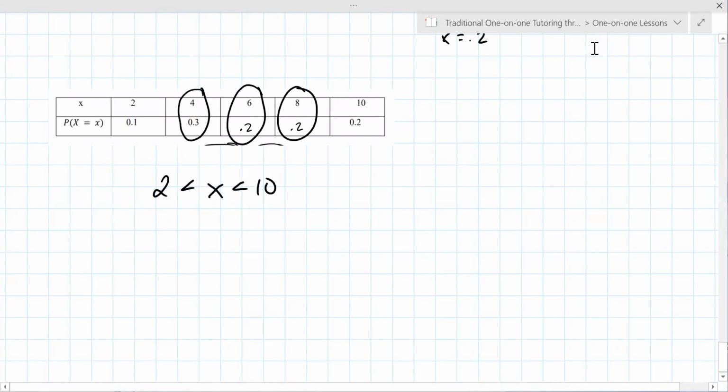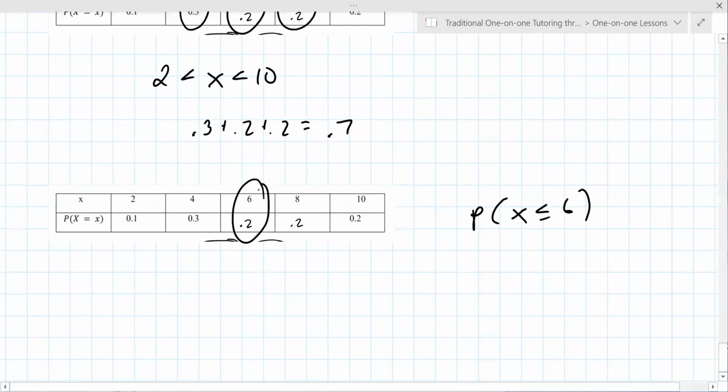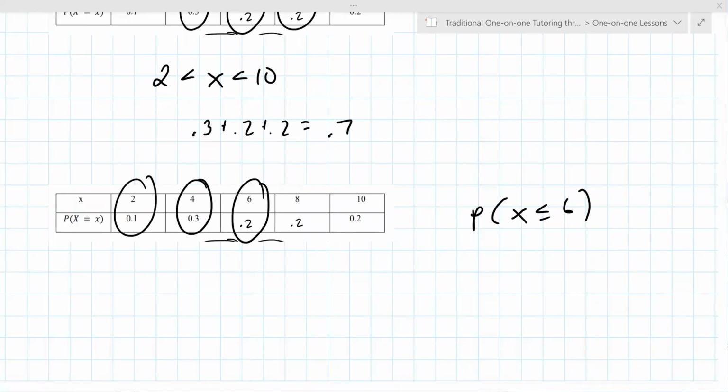Gotcha. And you just add them together. 0.3 plus 0.2 plus 0.2 is 0.7. Easy. So now the next one here, it's the probability that x is less than or equal to 6. So you include 6, but you also do the ones that are less than that. So it's 6, 4, and 2. It's 0.1 plus 0.3 plus 0.2. The x tells you which ones to choose, but you always add up the probabilities. Okay, that's easy.